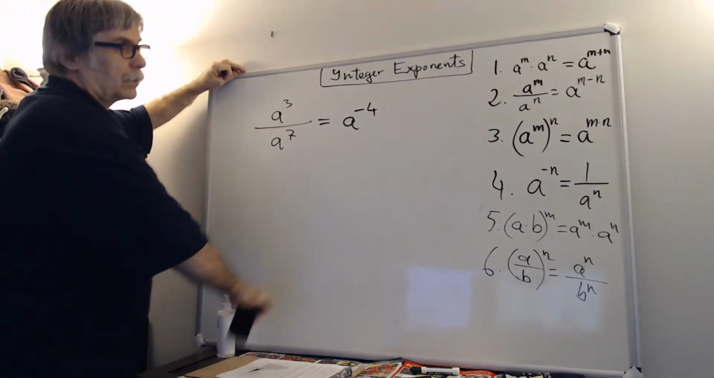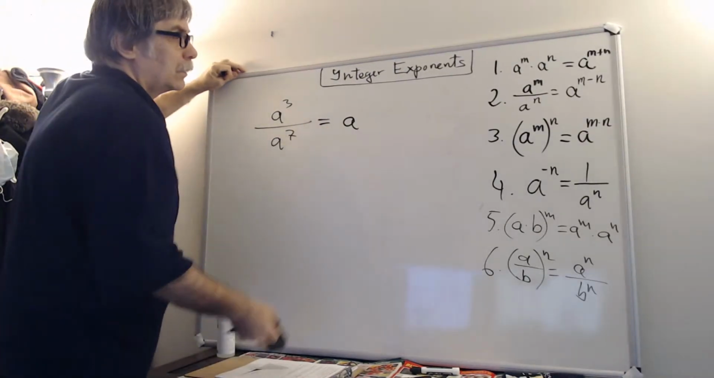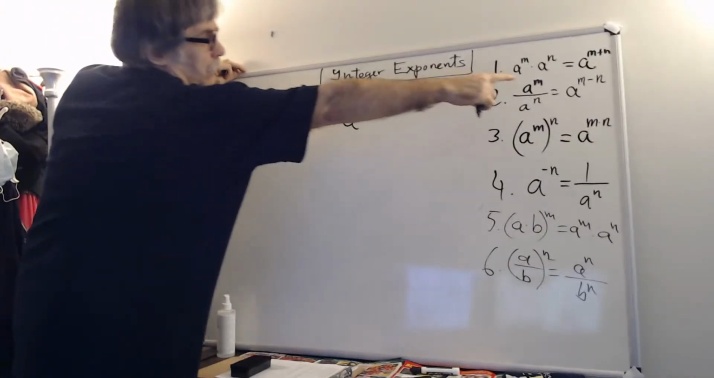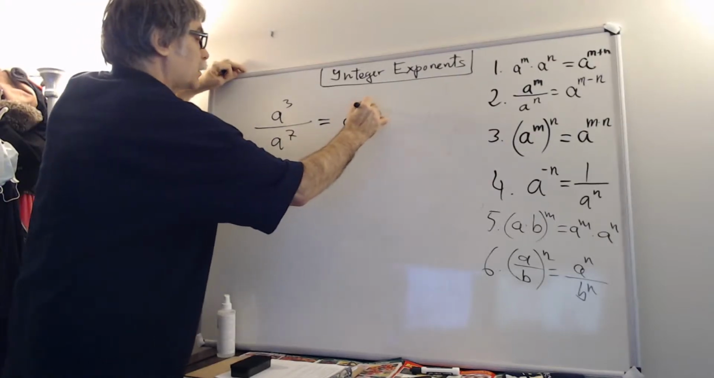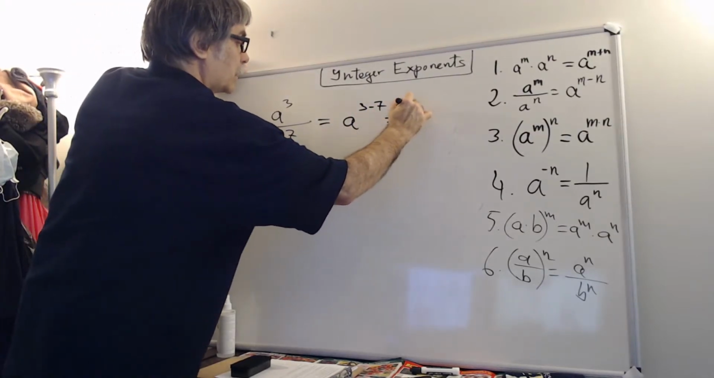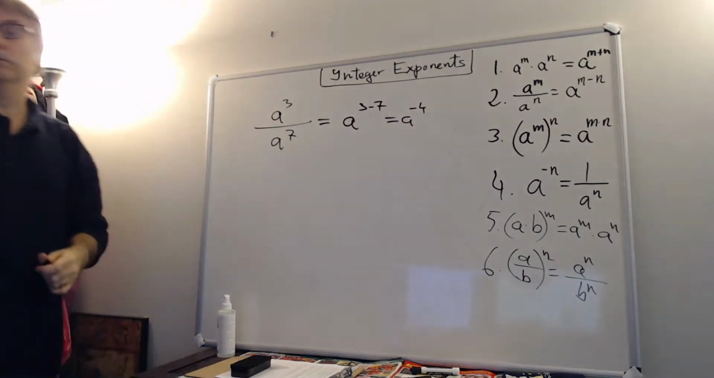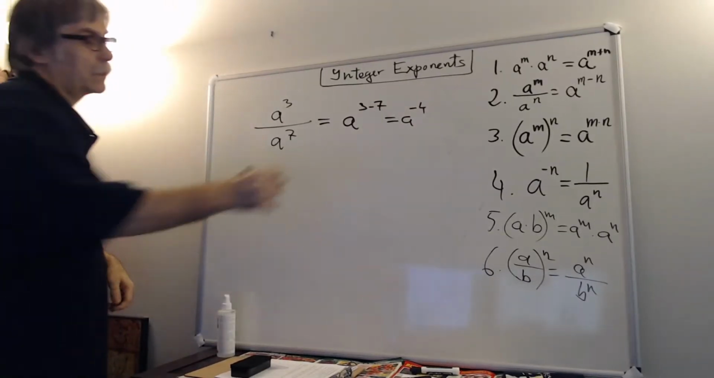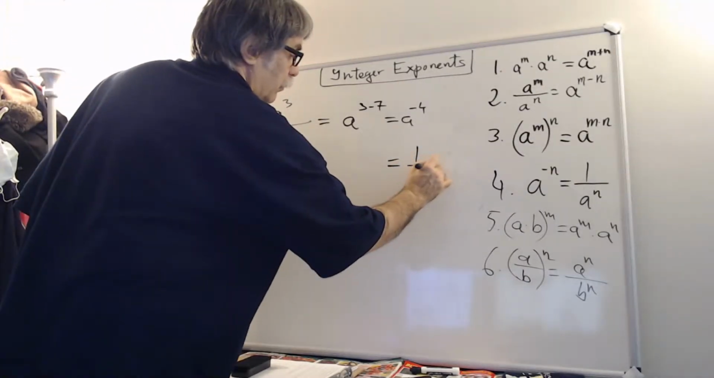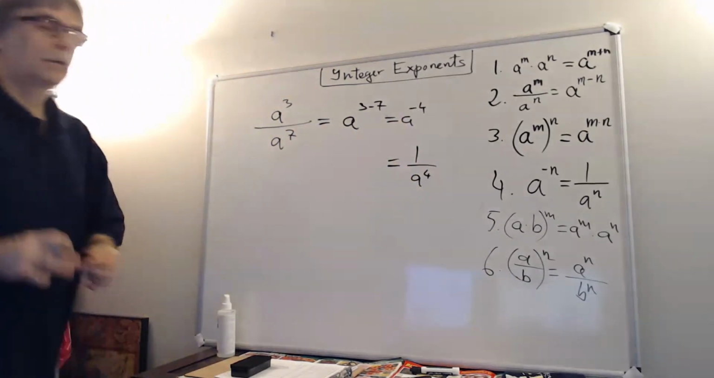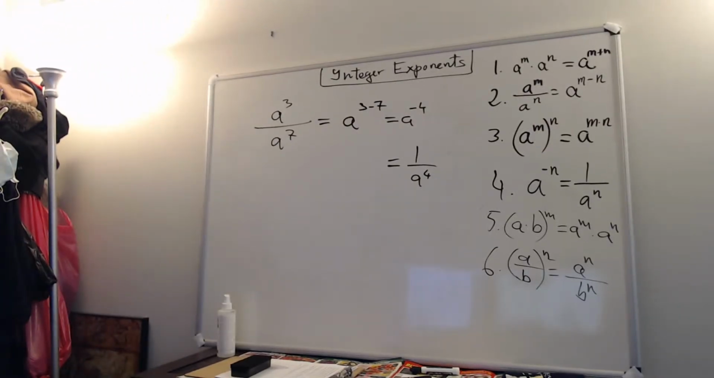Why? Because the property says you are subtracting 3 minus 7, which is a with the power of negative 4. Okay? Now, of course, a with the power of negative 4 is what? 1 over a with the power of 4. So that's one way of doing it.